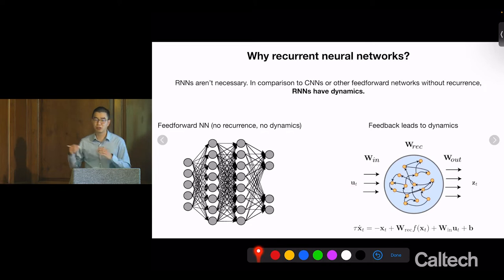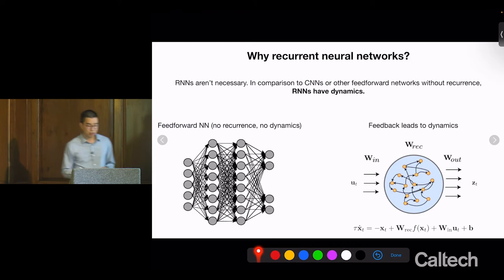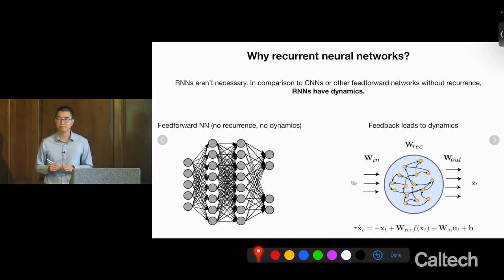And oftentimes the cortical areas that we want to study, like motor cortex or prefrontal cortex, are known to have strong dynamics. So in general, we would also want to choose a neural network that has dynamics. And that's a recurrent neural network. Any questions here? All right.